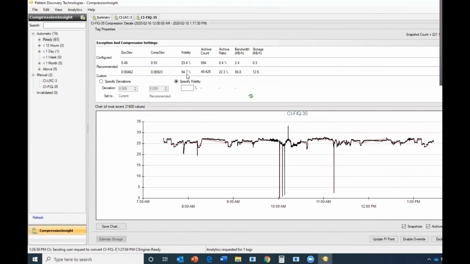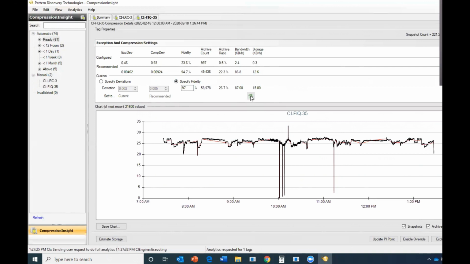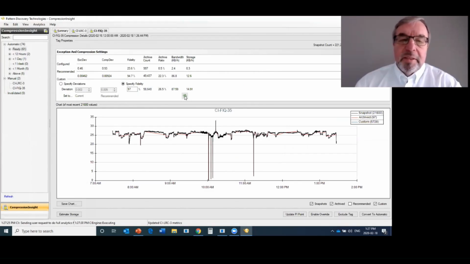And if I really wanted to fine tune this and get it a little bit higher, but I still don't want to collect the raw snapshots, I can go in and start to play with this. Let's say I took it up to 97% data fidelity. Again, these are some of the what-if scenarios that you can perform, depending on the specific nature of the instrument or the process that you're trying to manage here.